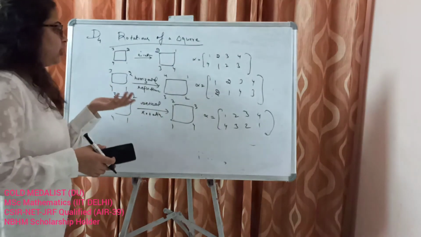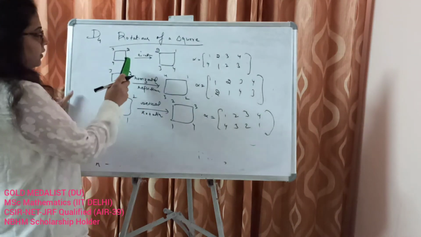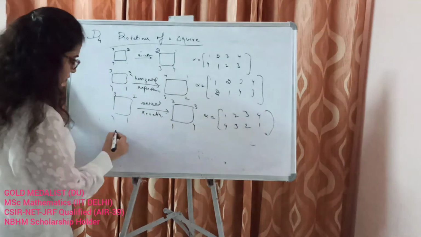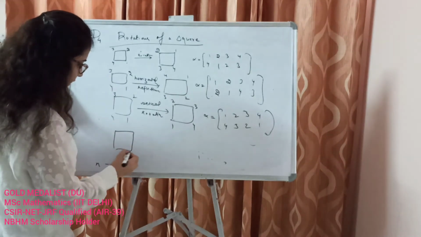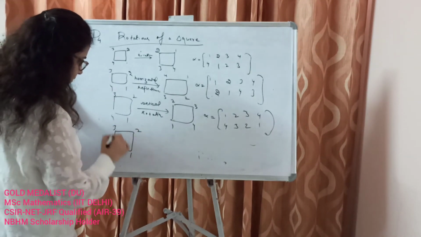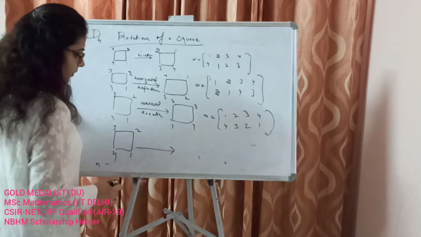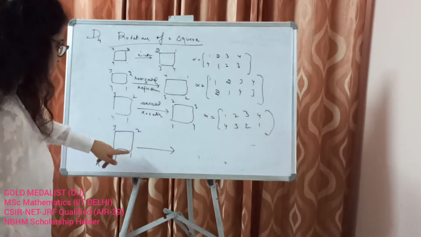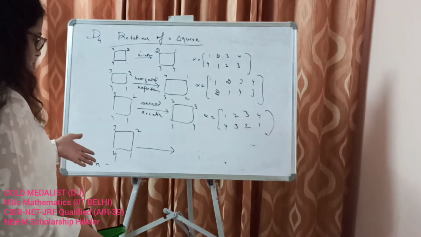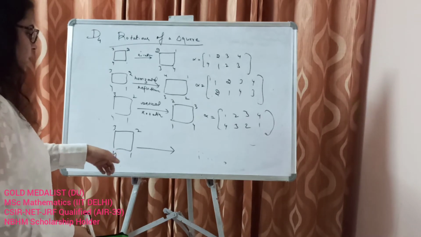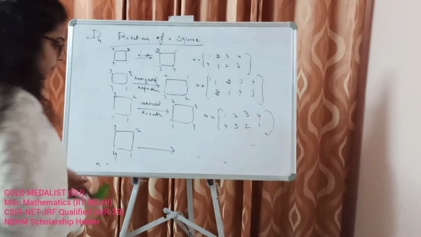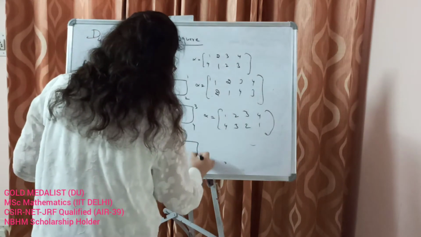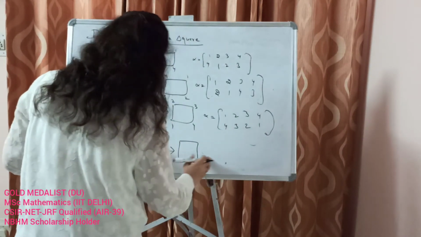How shall we obtain the identity? 1 should lie here. After what operations do I apply such that I obtain the identity element? It should again be a square with the same labels, 1, 2, 3, 4.